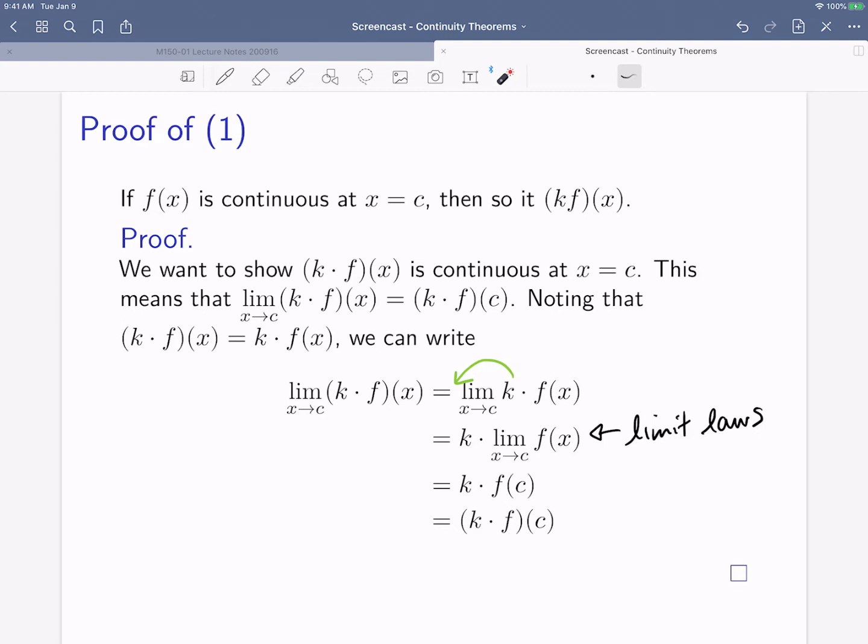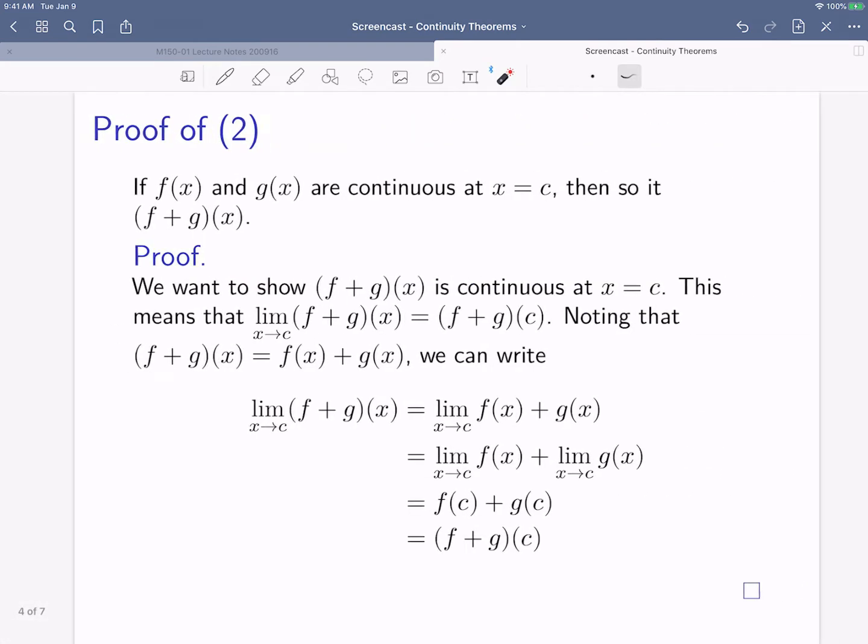And the key here is using the limit law. That makes all the difference. All the rest of this stuff was just definitions and moving symbols around according to definitions. What makes this proof work are the limit laws that we proved not too long ago. All right, so let's look at one more.